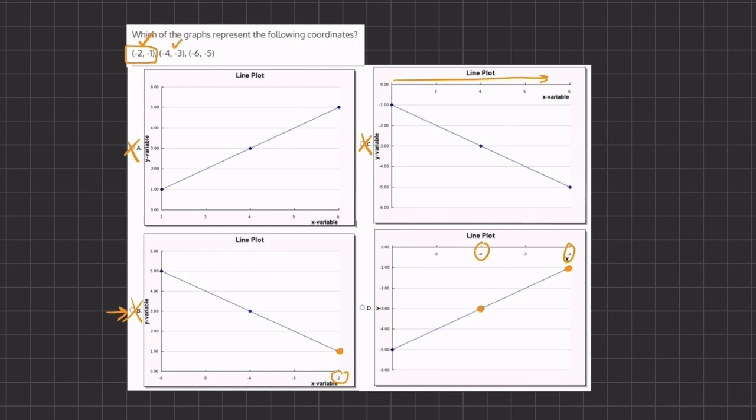And our third point, -6, down -5, is our third and final point. And therefore D will be our final answer because it represents all of our coordinates the best.